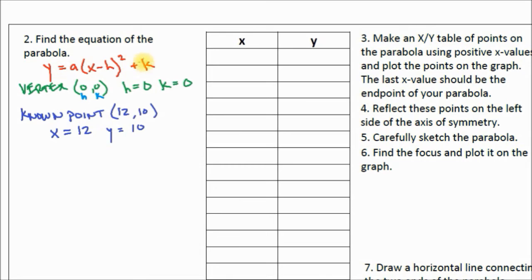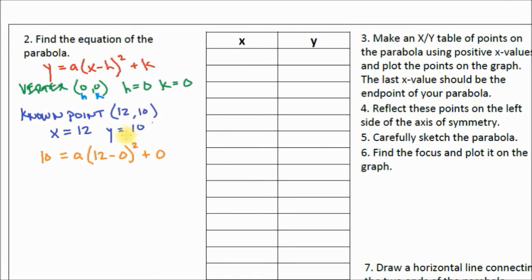So now look at our vertex form. We know y, we know x, we know h, we know k. We can plug all those in and solve for the variable a. So let's do that. We've got y is 10, so we're going to replace y with 10. A we don't know. X we know is 12 minus h, which is 0, squared, plus k, which is 0. Hey, we've got an equation with one variable, which is the letter a. We can always solve for a variable if it's the only one in an equation. So let's go ahead and do that.